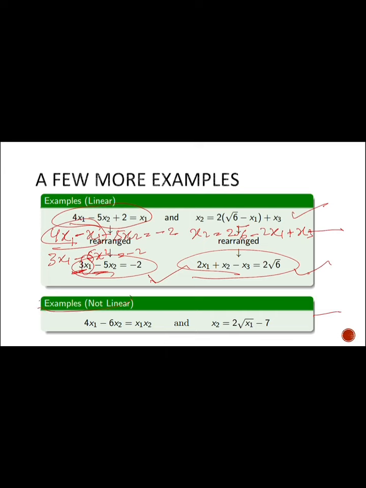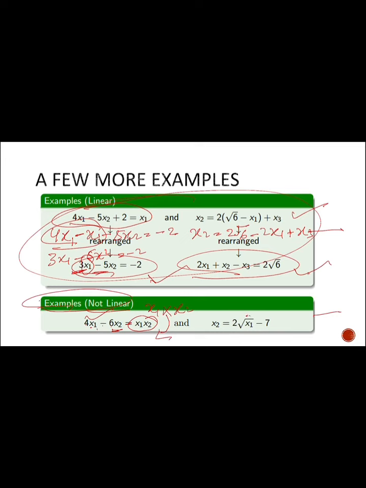Looking at the nonlinear format, what's different between this equation and these is that you can see 4x1 is a standard format of a linear equation, minus 6 into x2 is also a standard form of a linear equation, but on the other side what you see is two variables being multiplied. X1 is being multiplied by x2, which is not possible in a linear equation. That's the reason it's not a linear equation.